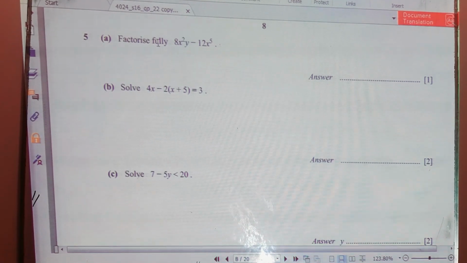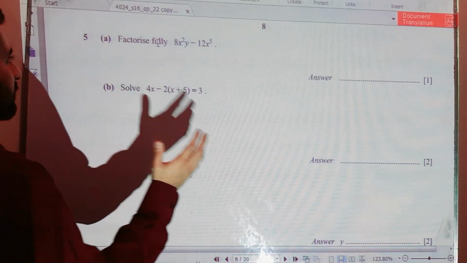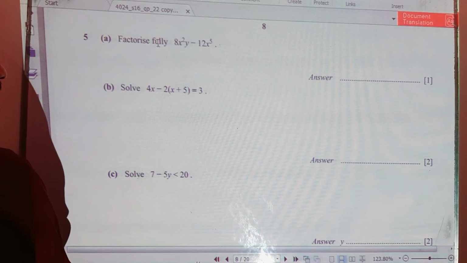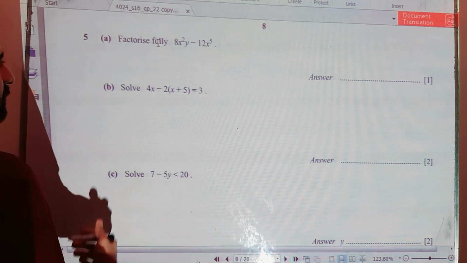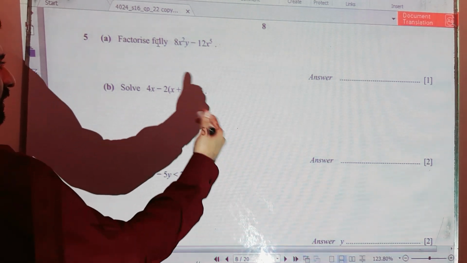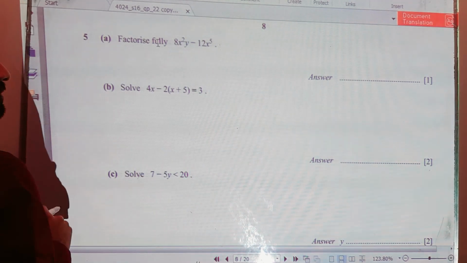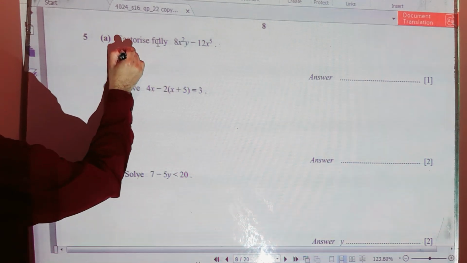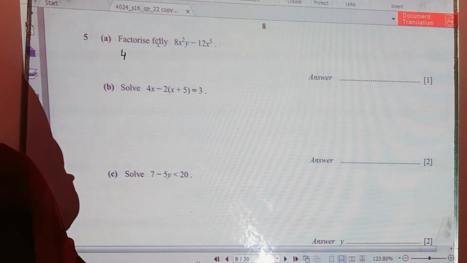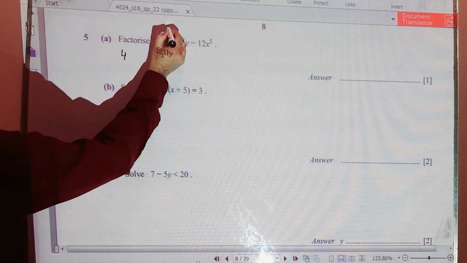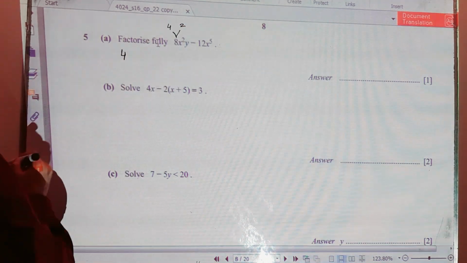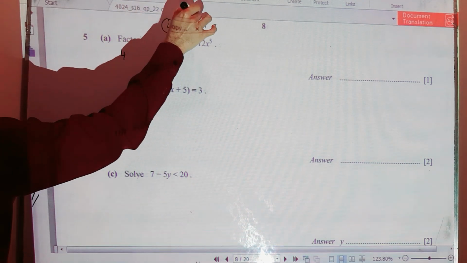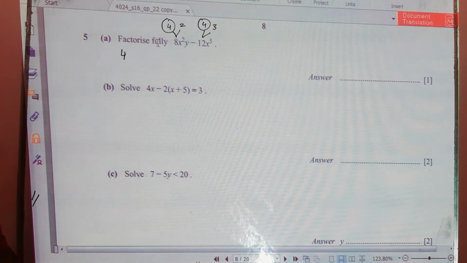This is question number 5, and that is regarding factorization. Factorize fully 8x square y minus 12x power 5. Factorize means you need to take out the numbers or the variables which are common in both these terms. Regarding 8 and 12, their common factor is 4, as 8 is 4 into 2, whereas 12 is 4 into 3. So 4 is a common factor for both 8 and 12.